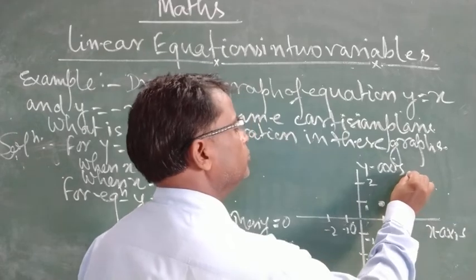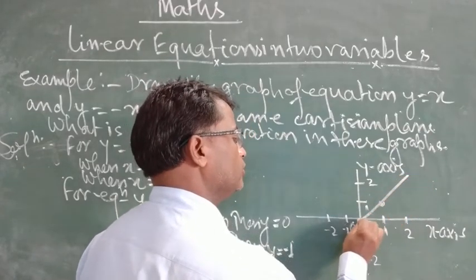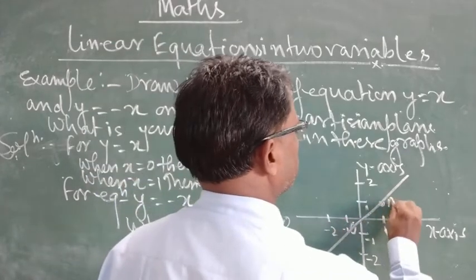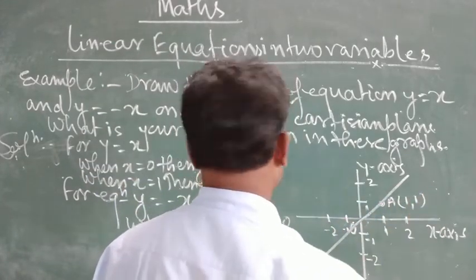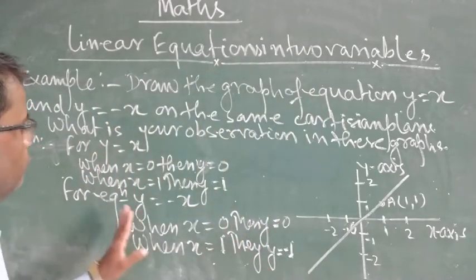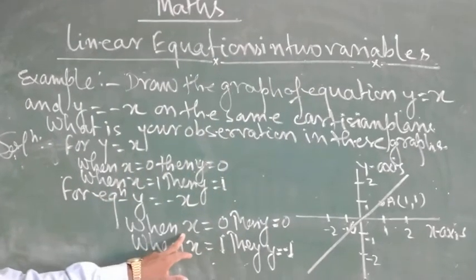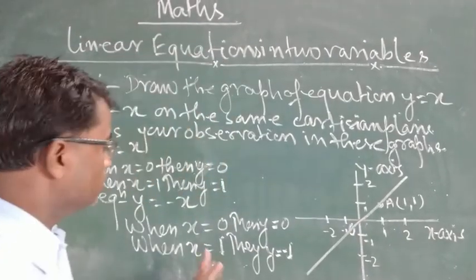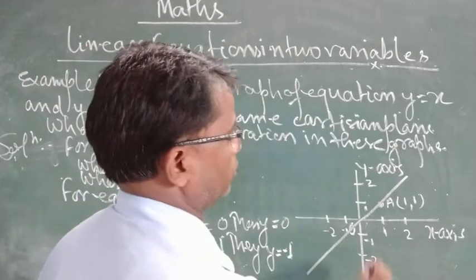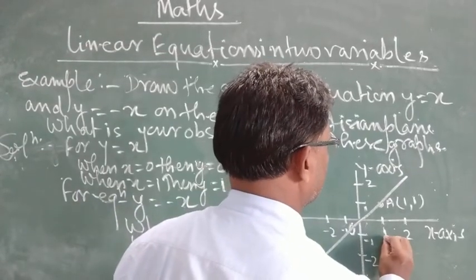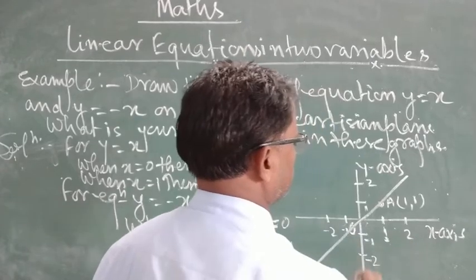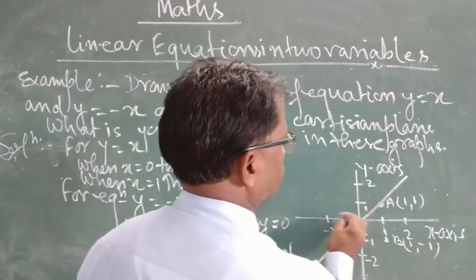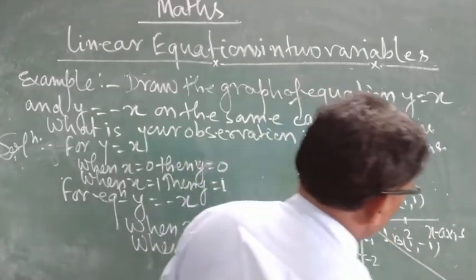Already we can draw this line through these 2 points. One is the origin and that is point A, you can say (1, 1). Second, here also y is equal to minus x. There also x is equal to 0, y is equal to 0, the same point, the origin. Third, x is equal to 1, y is equal to minus 1. Then we get this value. This is B, (1, minus 1). We can join it and draw like this.